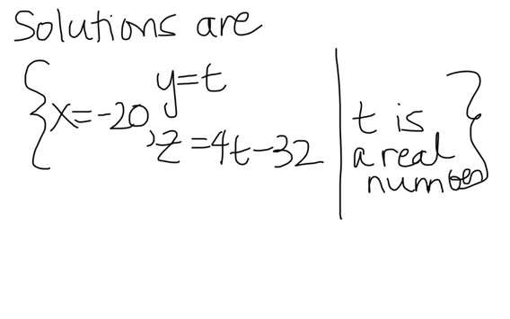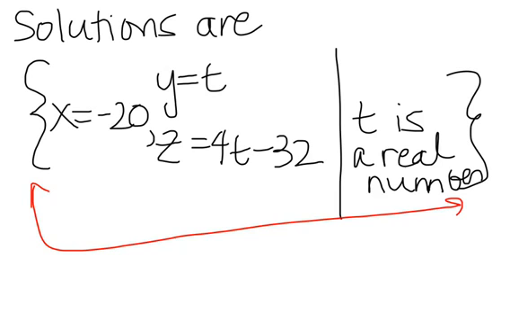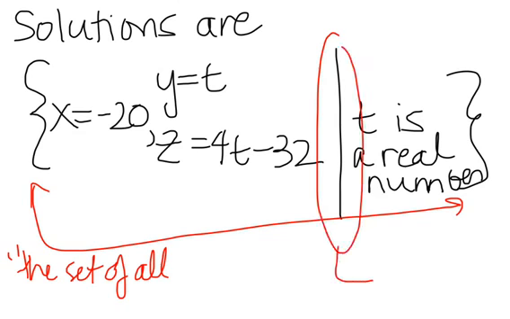Okay, so let me break down this notation for you. So the brackets just mean the set of all, right? And then this line here, you'd read it as the set of all x equals -20, y equals t, z equals 4t minus 32, and then you get to this line and you read it as such that, or satisfying the condition that, and then you continue reading, t is a real number. So here I have infinitely many solutions. I have one for every real number t.